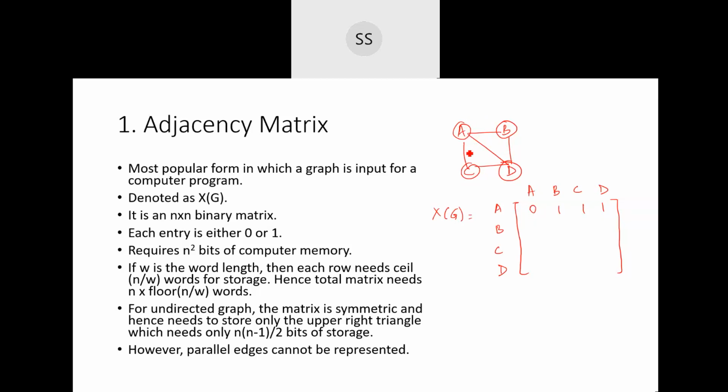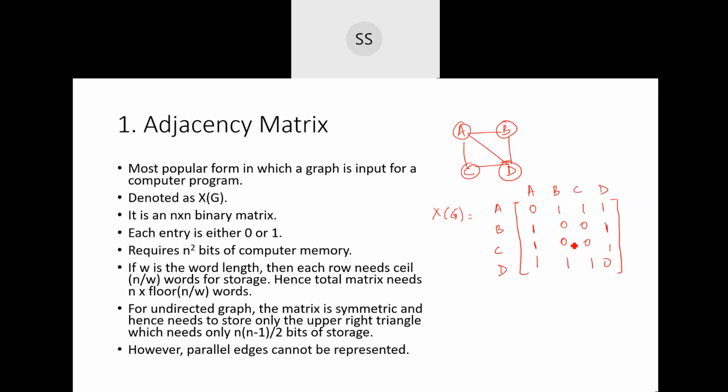In the case of C, it is A and D. In the case of B, it is again A and D. And what about D? D is adjacent to A, B and C. The remaining areas will be filled with 0. So this is how your adjacency matrix looks.